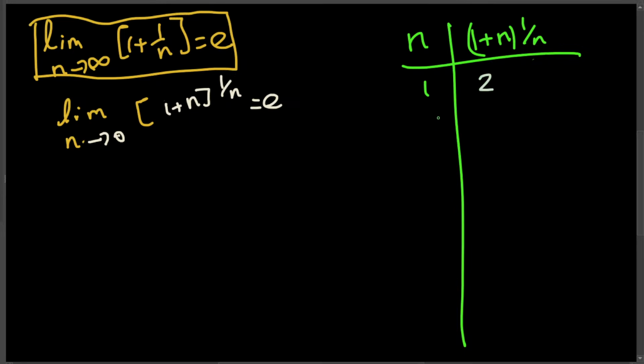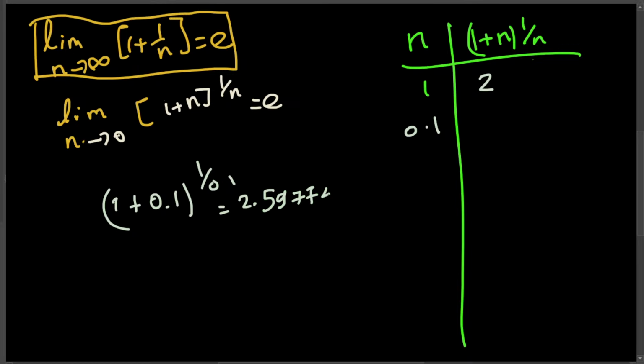Okay, what happens if I plug in 0.1? (1 + 0.1) to the power 1 over 0.1. If you calculate this one, you get 2.59774, something like that. So you can keep on going, like 0.001, 0.00001. Let's try a very small number, because the closer we go, the more accurate the answer.